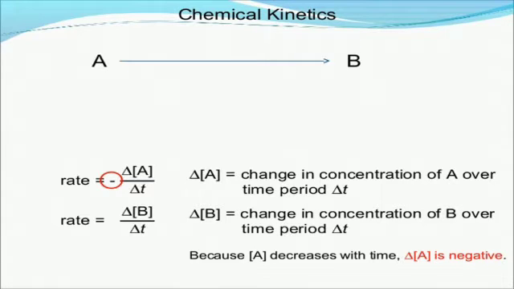Let us consider one simple reaction. A gives product B, where A is the reactant and B is the product. Here you see the concentration of the reactant A decreases and that of B increases as time passes. So we can write the rate of reaction as minus delta A upon delta t, where delta A is the change in concentration of A over time period delta t. And it is also represented as rate of reaction equals delta B upon delta t. Here delta B represents the change in concentration of the product with time delta t.